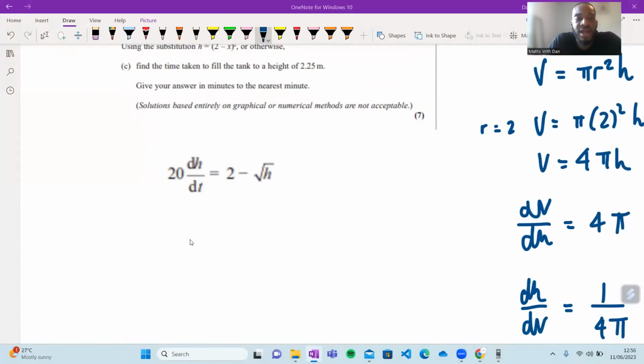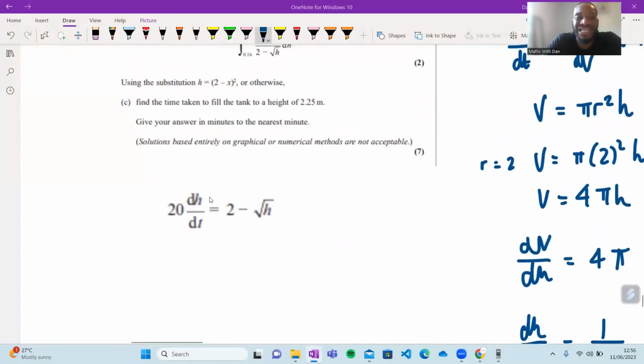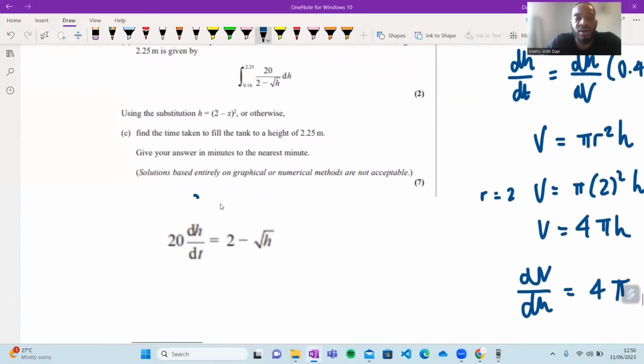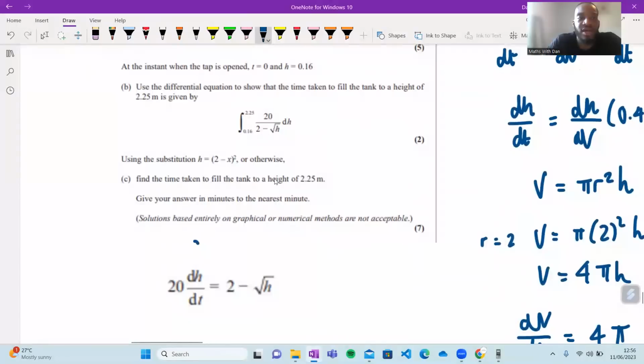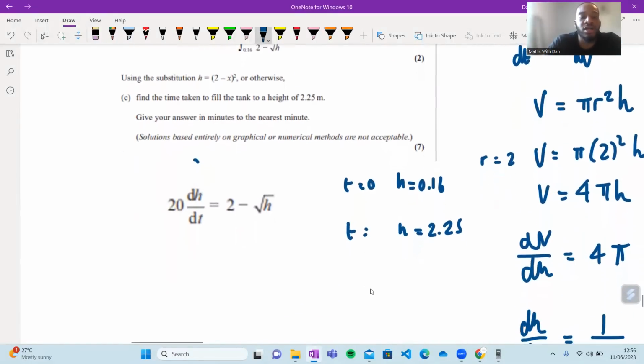Okay. Now, obviously, we need t. They said, don't we? I remember they've told us that we know that t equals 0, h is equal to 0.16, and then the time taken to fill the tank is 2.25. So at some later time, it goes to 2.25. So let's get t.